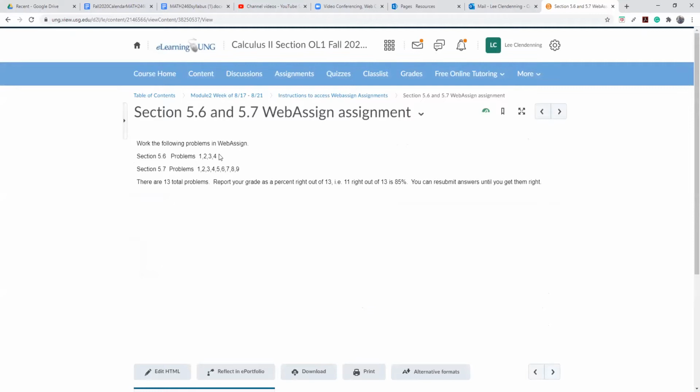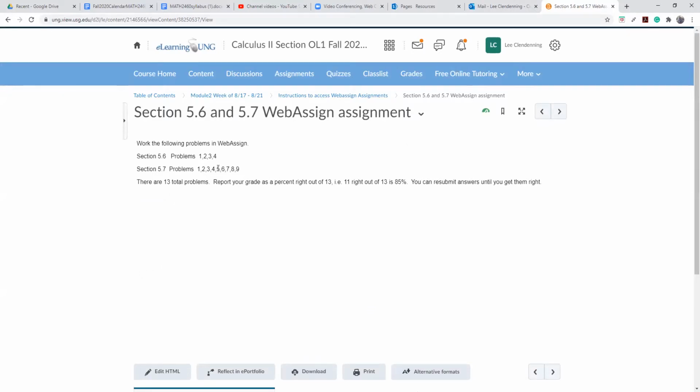So what I have done is picked and chosen among the problems. In 5.6, I got 1, 2, 3, and 4. I think there were more after this that I'm leaving off. And in 5.7, I think I had you do all 9. They looked good to me. So for a grade, there are 13 problems here.